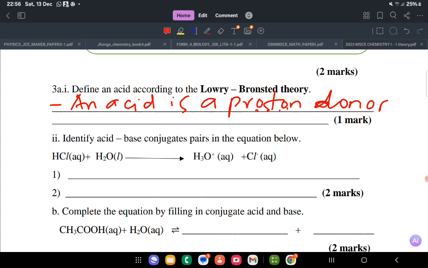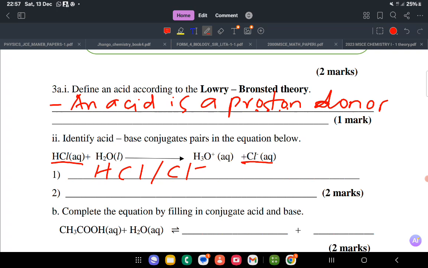So in this case, let's identify the species. So in this case, hydrochloric acid is an acid. Upon donating its hydrogen proton, Cl minus, which is chloride ion, remains. Therefore, the pair is going to be HCl stroke Cl minus. That's the first one.